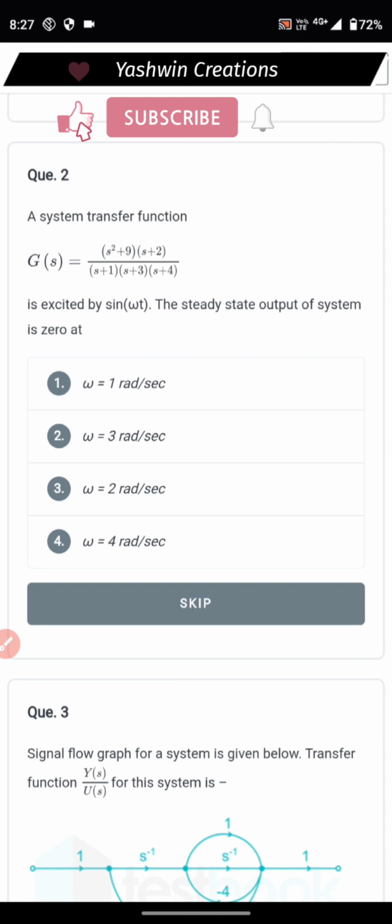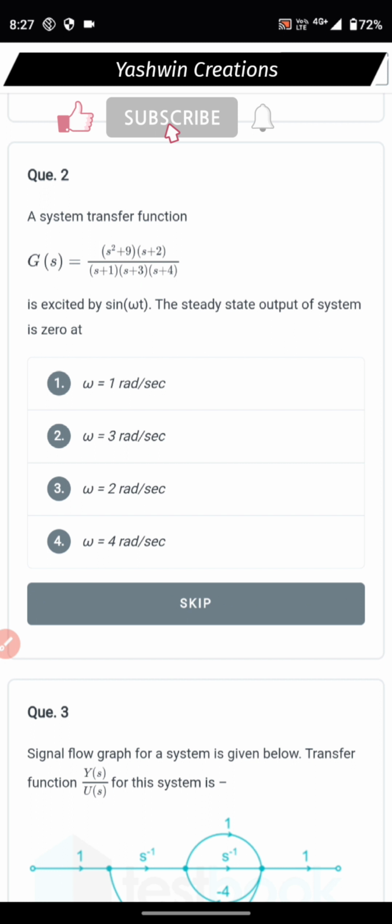Last video we discussed regarding compensator. This is the second question: a system transfer function G(s) is equal to (s squared plus 9)(s plus 2) divided by (s plus 1)(s plus 3)(s plus 4). They have given the G(s) transfer function, and it is excited by sine of omega t.